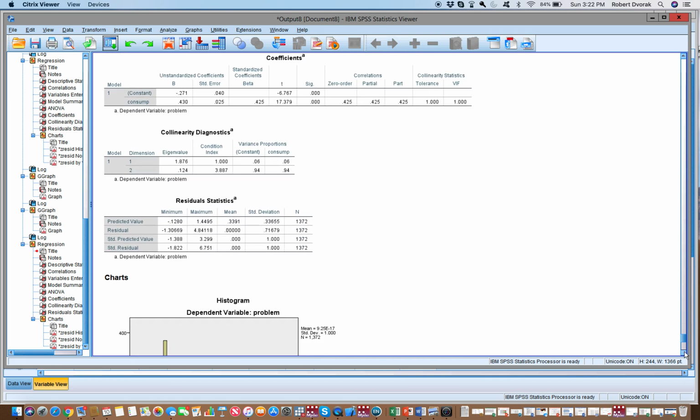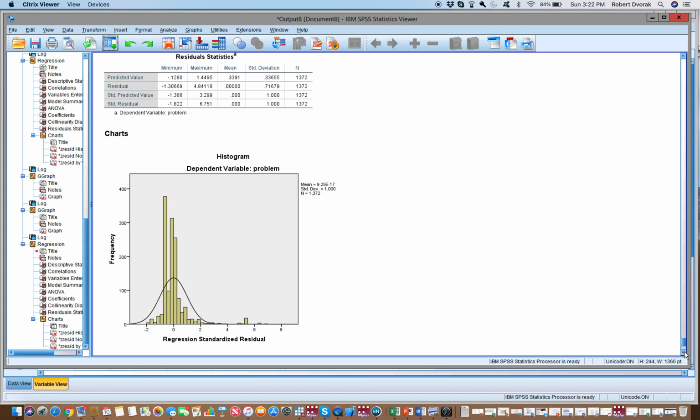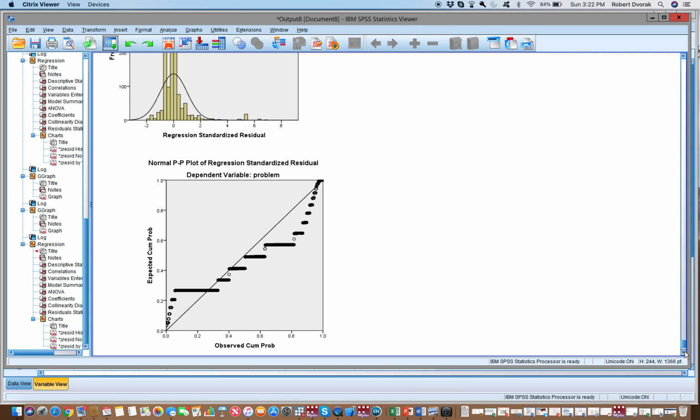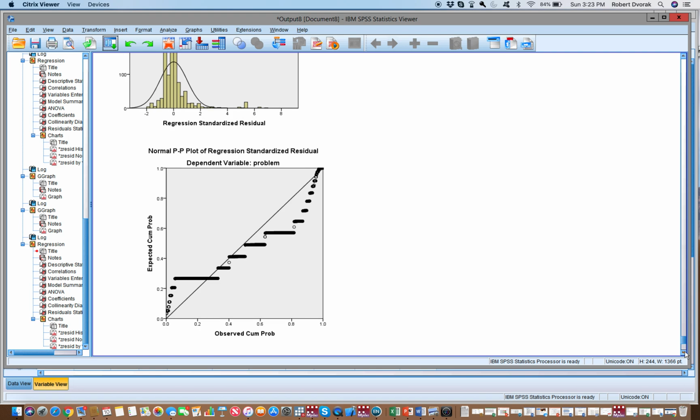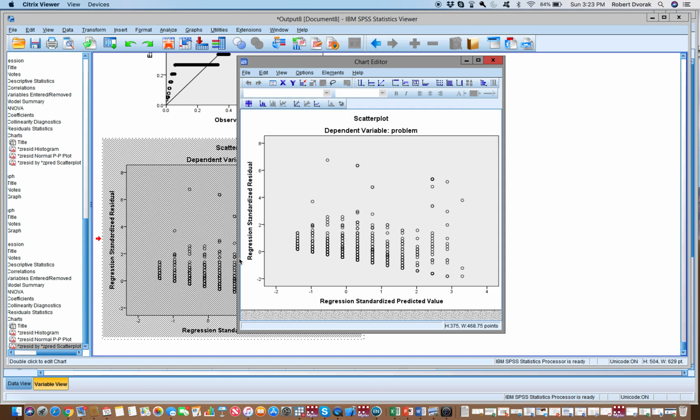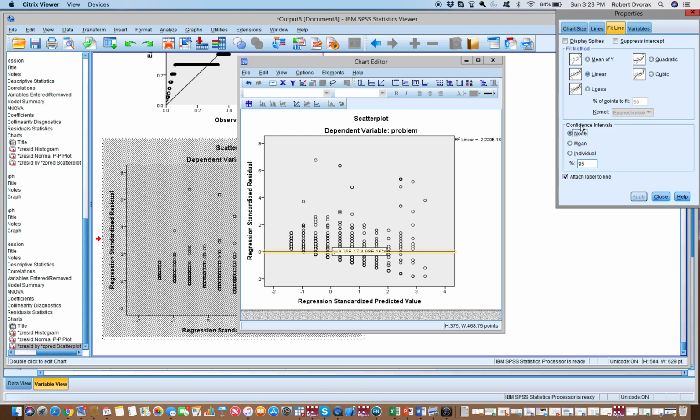All right. So we scroll down. There is our regression standardized residuals. It looks really bad, right? The PP plot looks terrible. That stuff is not falling on that line. Remember last time it fell almost perfectly on this line. We have some serious issues here. And here is our scatter plot. Let's do what we did before. Elements, Fit Line at Total. There's our line, and let's change this to a Lowess line. Apply.